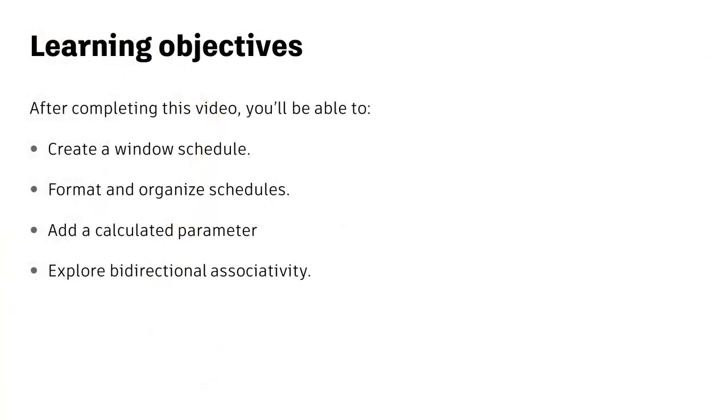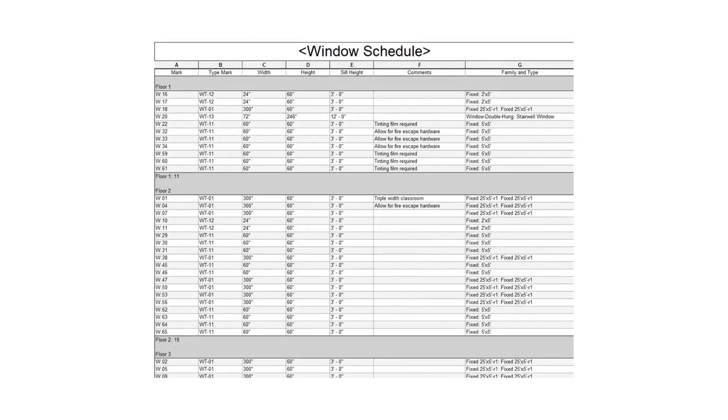In this video, you will see how to create a window schedule for windows in the model. You'll see how to format and organize schedules to present the data in a concise way. And you'll also see how to add a calculated parameter to a schedule and explore the bidirectional associativity between schedules and models. The schedule is a way to present information about the model in a tabular format.